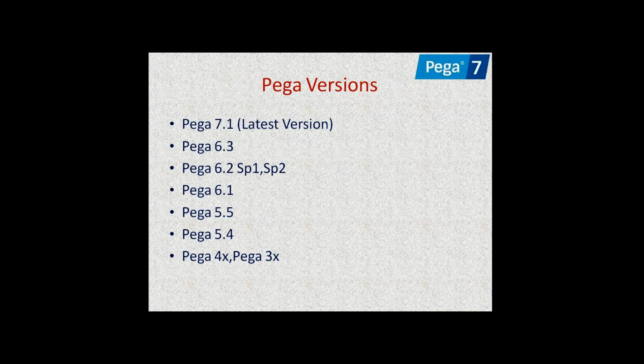And coming to the Pega versions: 7.1, 6.3, 6.2 SP1, SP2, 6.1, 5.5. These are some of the previous versions.